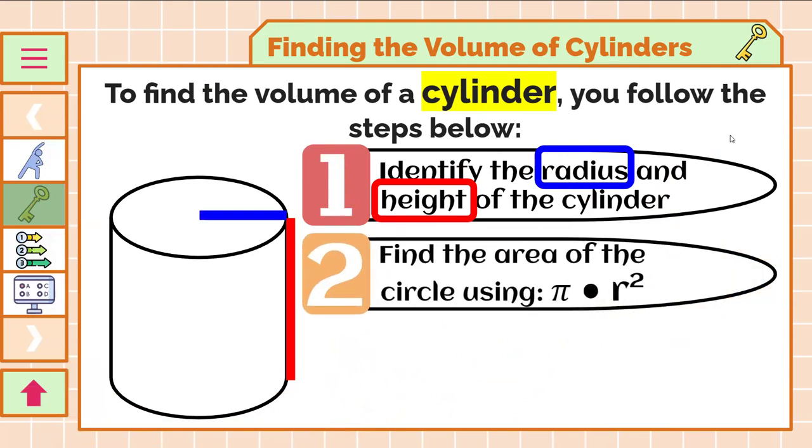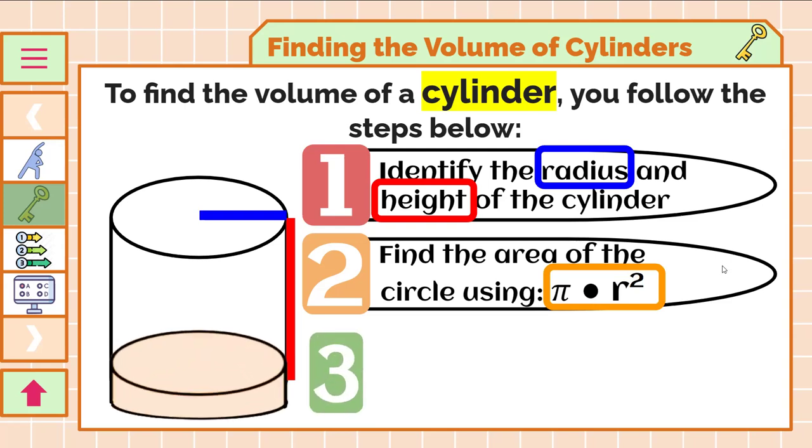Step 2, after we found the radius and the height, is find the area of the circle, which is kind of what we just did in that example warm-up problem. We found the area, how many blocks it took for just one layer. It's been a while since you looked at the area of a circle, but just as a refresher, we do pi times radius squared to find the area of a circle. And that'll give us the first layer.